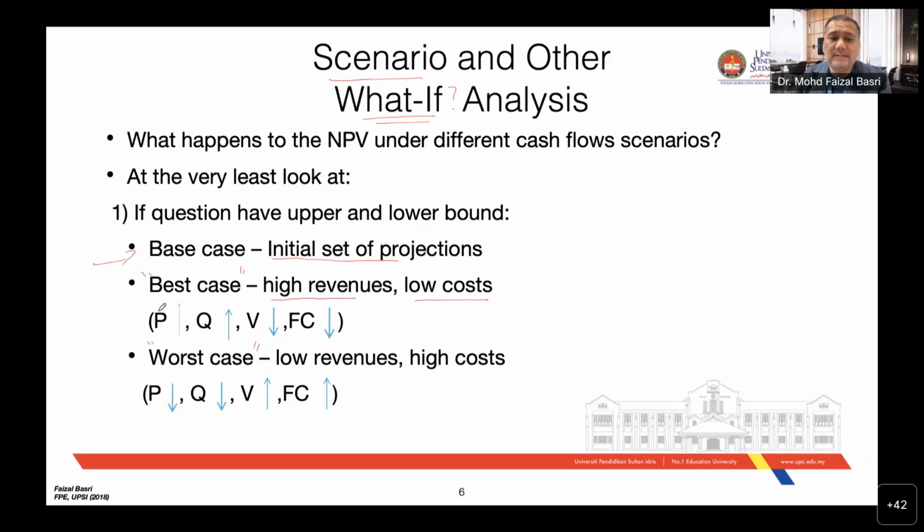So P is the price of the product, let's say, meaning we're going to sell the product at a higher price, and we're going to sell more in terms of Q. Q is quantity, P is the selling price, so we're going to sell at a higher price and at the same time a higher quantity, meaning we're going to sell more, right, and at the same time the cost will be lower. V is variable cost, I put it here. Variable cost. P is price or selling price. Q is quantity. And FC is the fixed cost. Okay, so meaning both costs.